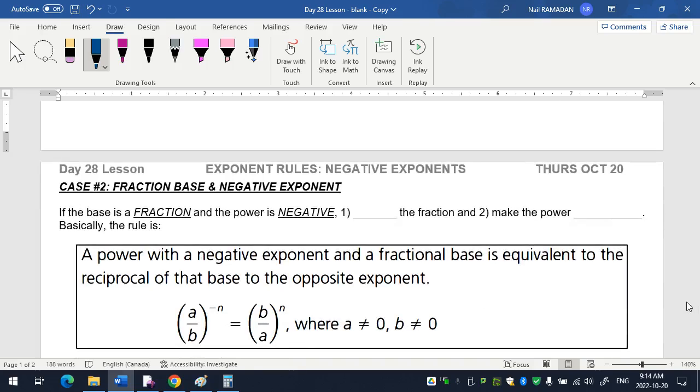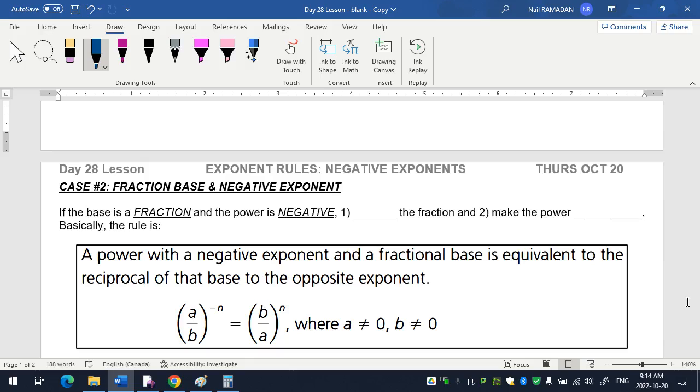Case number 2, fraction base. If the base is a fraction and the power is negative, can someone tell me what did we do with the base originally? We flipped it. What are we still going to do now with the base? But now we have how many numbers in the base? 2, because it's a fraction.